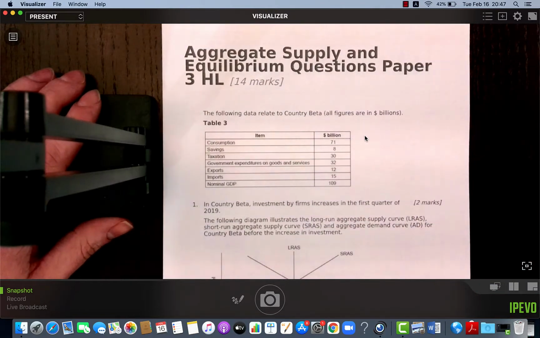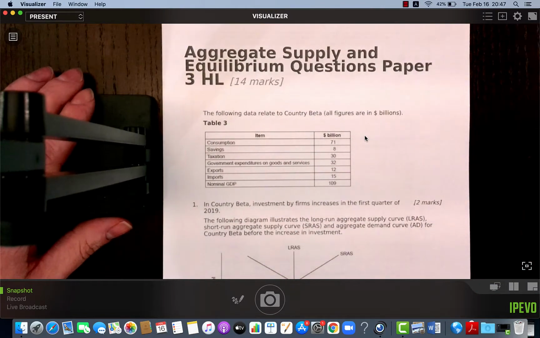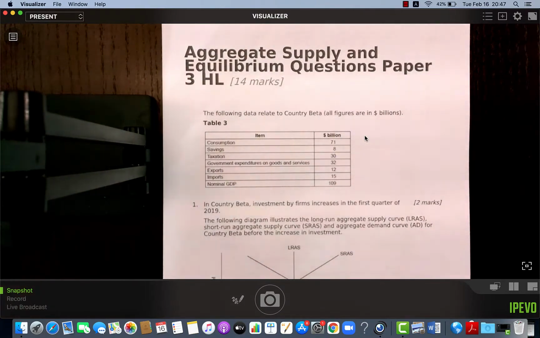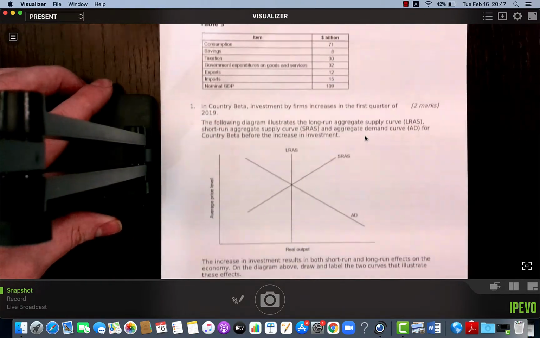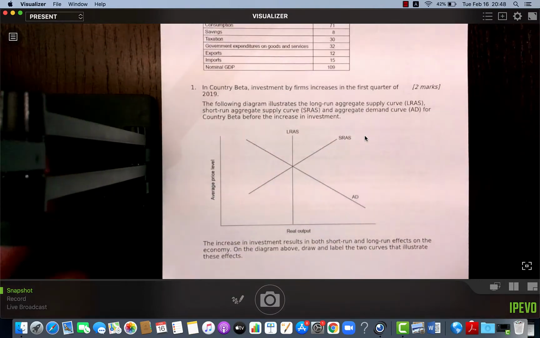Okay, and welcome to the next video in the paper 3 series, and this one is aggregate supply and equilibrium. So what we're going to do is just, forgive me while I move the camera, and that will happen a lot. What we're going to do is come on to the very first question.